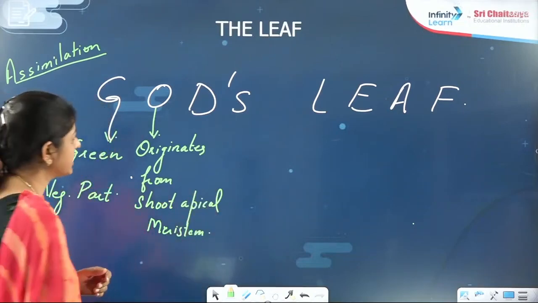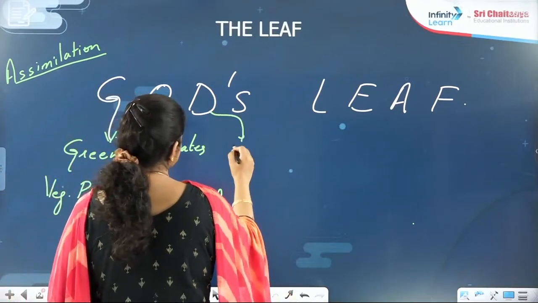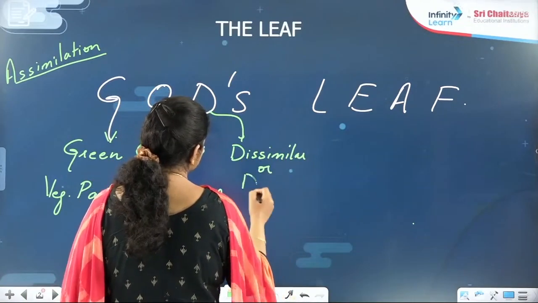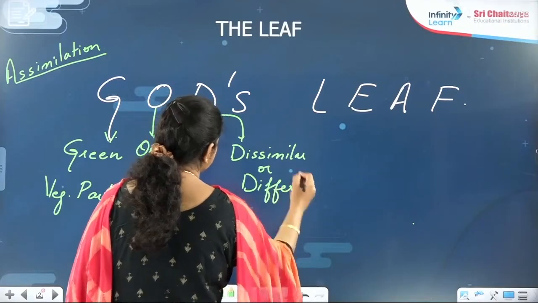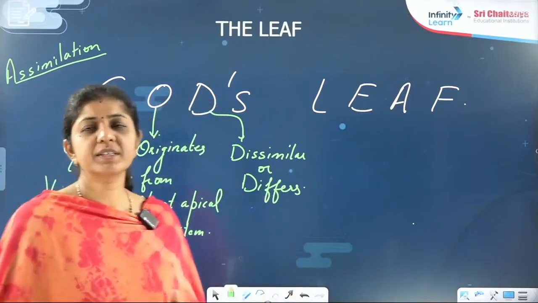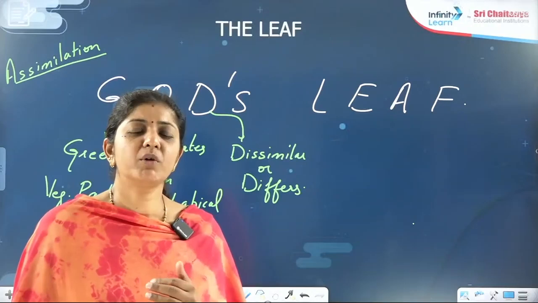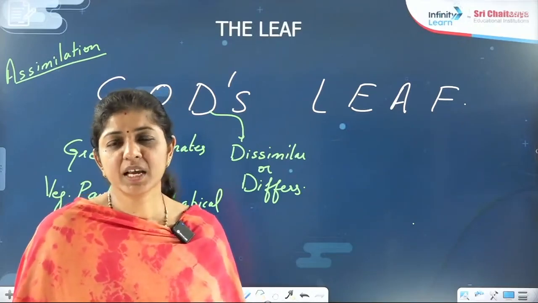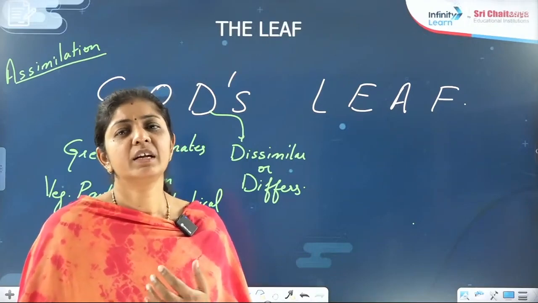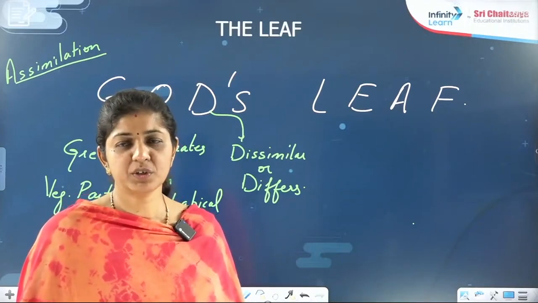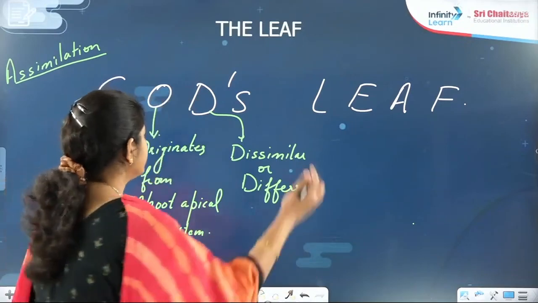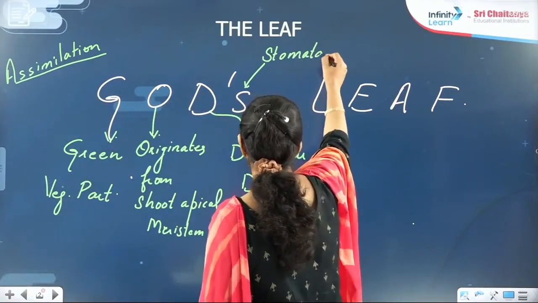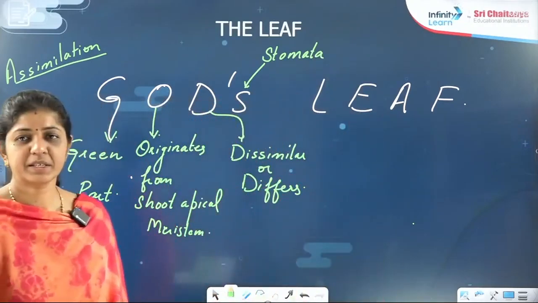D stands for dissimilar, meaning this organ differs from species to species. Its texture, type of lamina, shape, type of margin, and how much incision it has all vary from species to species. So it is dissimilar. Then, leaves carry small openings called stomata for the exchange of gases.